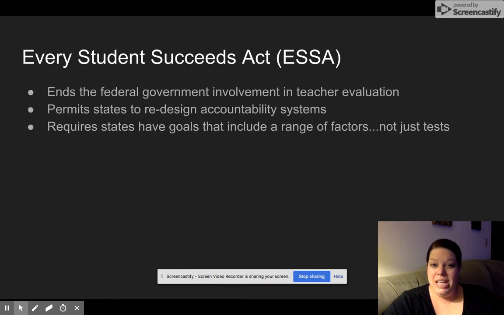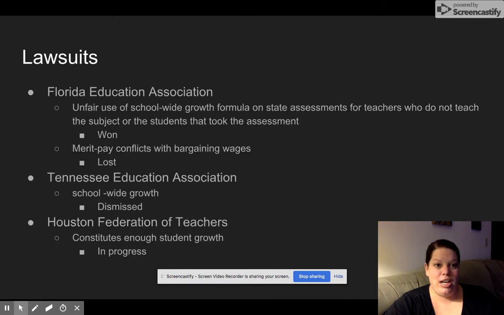This all begins sort of recently in the Every Student Succeeds Act when that was passed. That act ended the federal government's involvement in teacher evaluation. It permits states to redesign their accountability systems, and it also includes requiring states to have goals that have a range of factors, not just test scores. So those are some of the basics of how evaluation started to change.